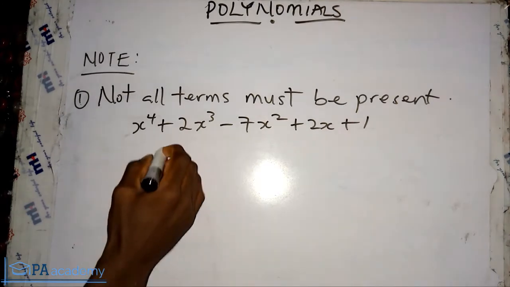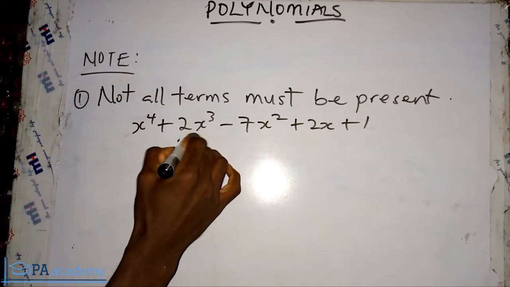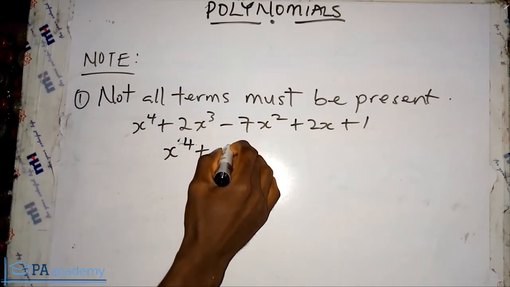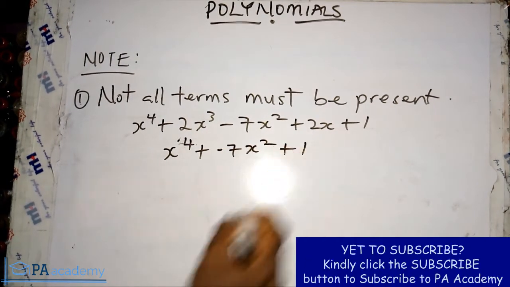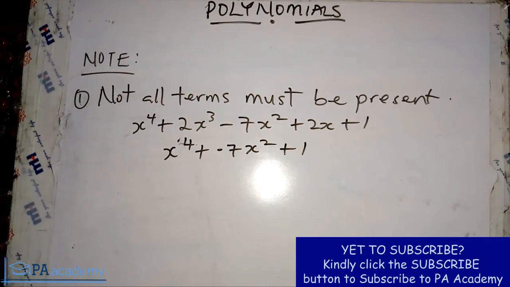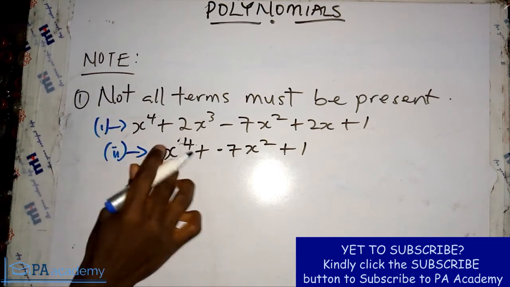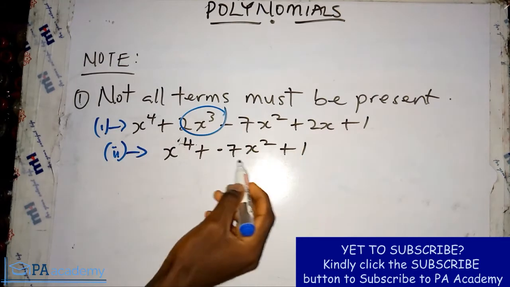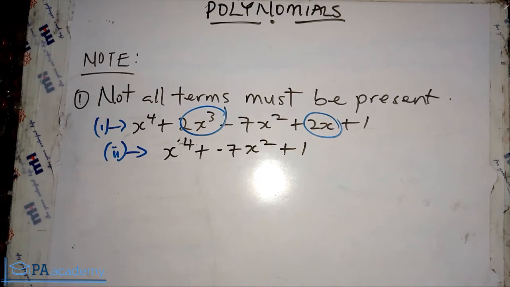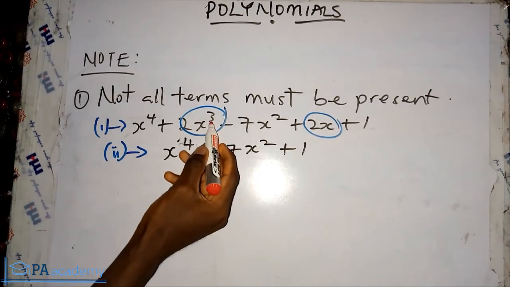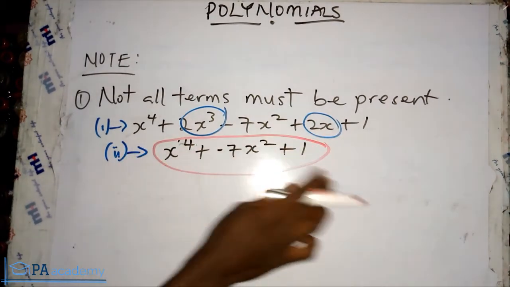But you can also have something like this, x raised to the power 4 minus 7x squared plus 1. So you can see that in this second one, I omitted this and then I omitted this. So that doesn't mean that this second one here is not correct. The fact that the degree of 3 and then the one of 1 is absent from this second one doesn't mean it is not correct. There are polynomials like this also.